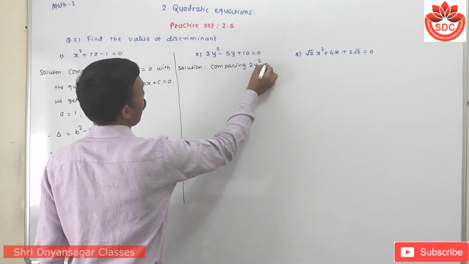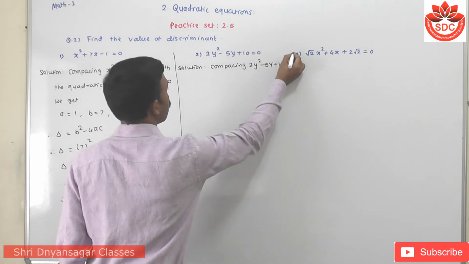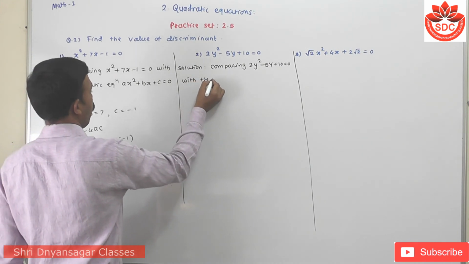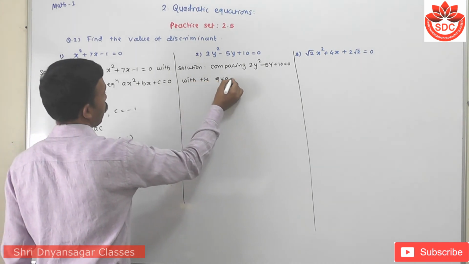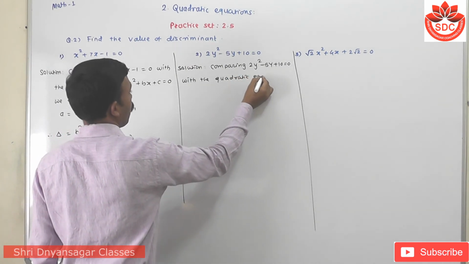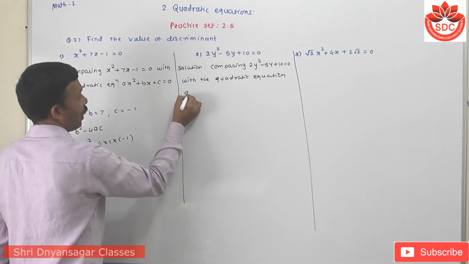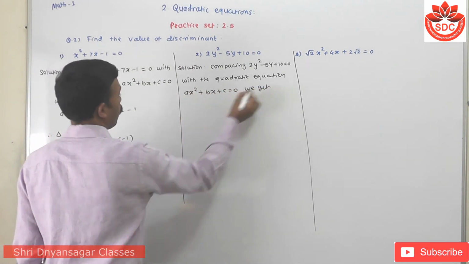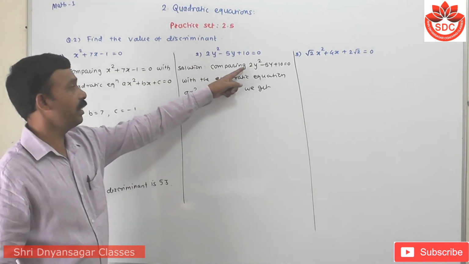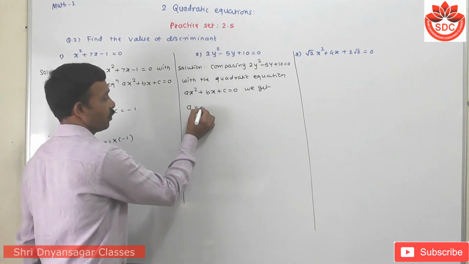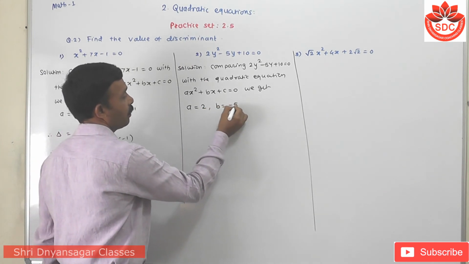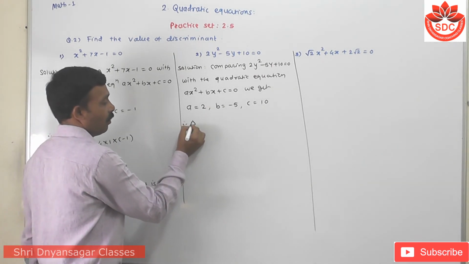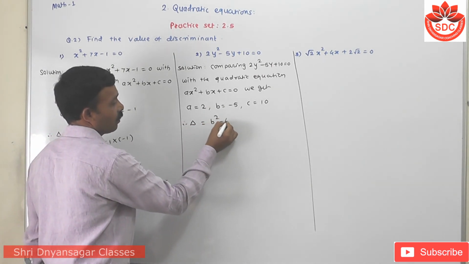Comparing y square minus 5y plus 10 equals 0 with the standard form of the quadratic equation ax square plus bx plus c equals 0, we get a is 2, b is minus 5 and c is 10. Then the value of discriminant delta is equal to b square minus 4ac.